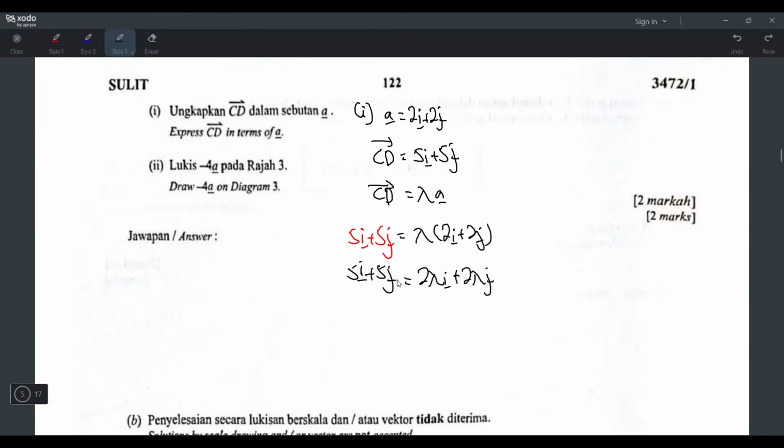What's the meaning of compare? It means, because they both are equal, on the left side you've got i and j, and this one also has i and j. So you compare the coefficient of i with the coefficient of i: 5 equals 2 lambda. And then compare the coefficient of j with the coefficient of j: 5 equals 2 lambda. So you end up getting lambda the same, 5/2.